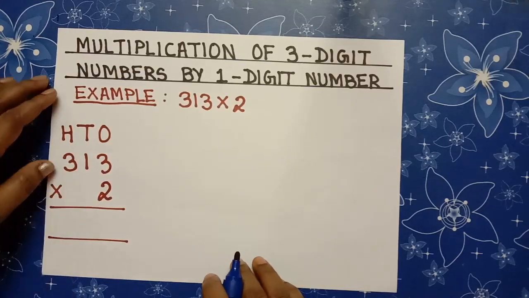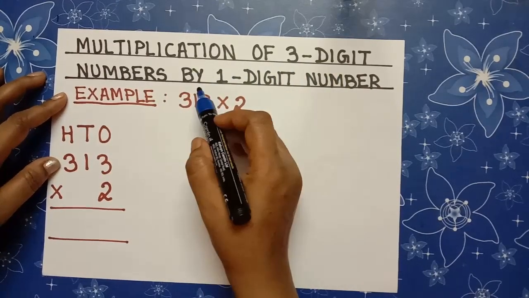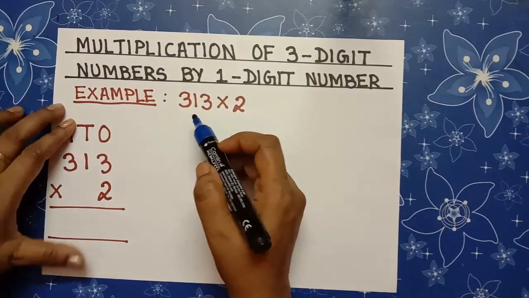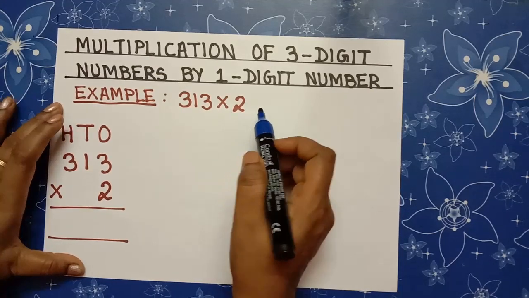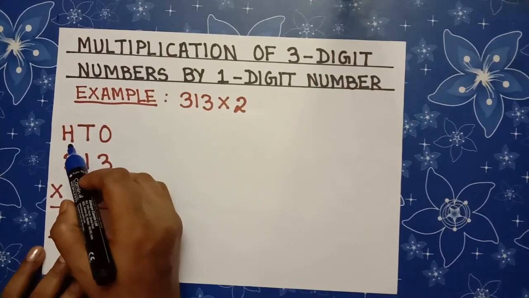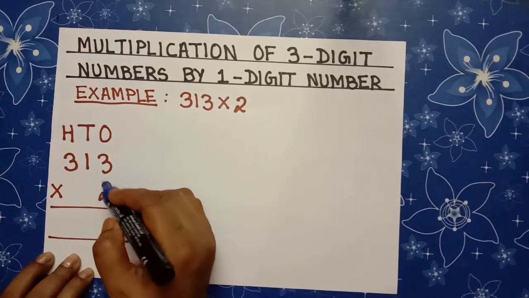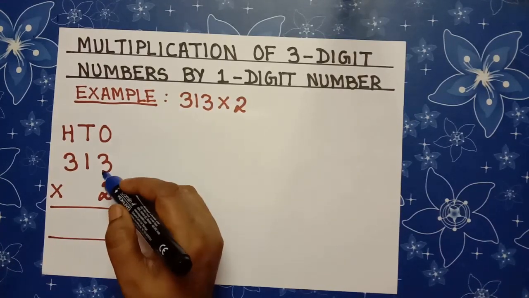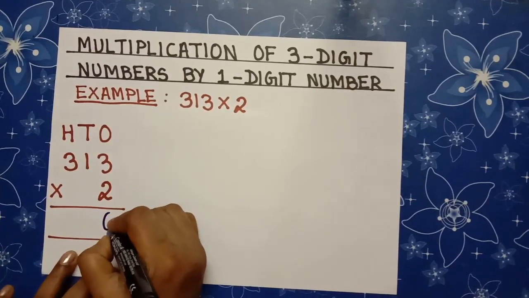Now next we come to the multiplication of 3-digit numbers by a 1-digit number. For example, let us multiply 313 by 2. Arrange the numbers in a column. Here you make the column of hundreds, tens and ones. First multiply the ones digit by 2. 3 ones into 2. 3 twos are 6. So write 6 in the ones place.